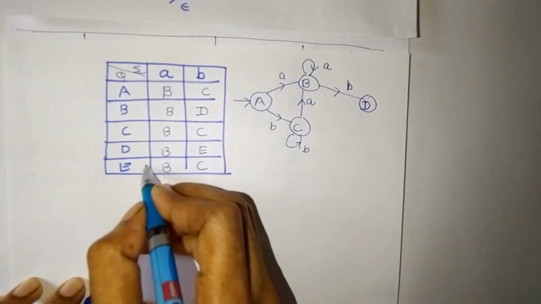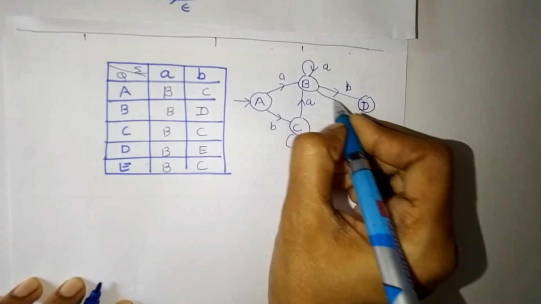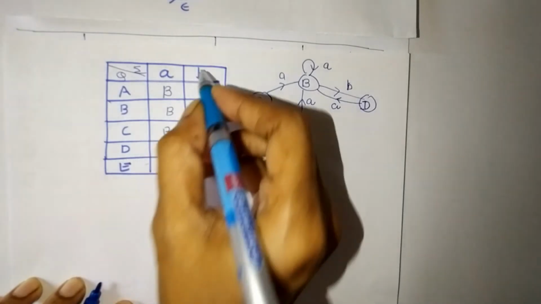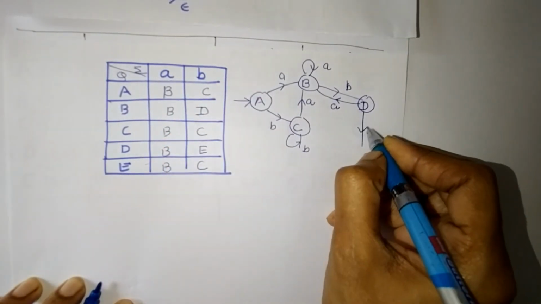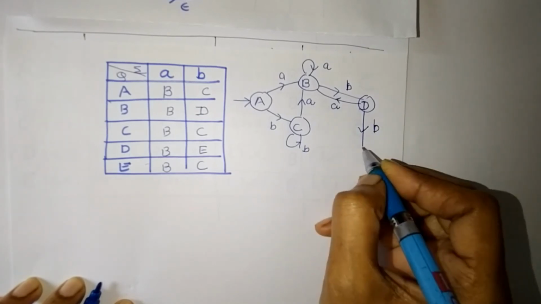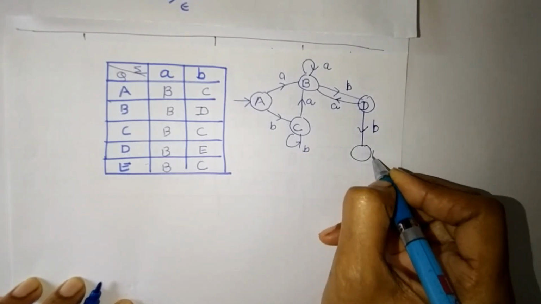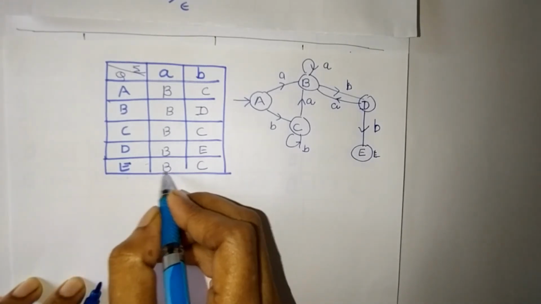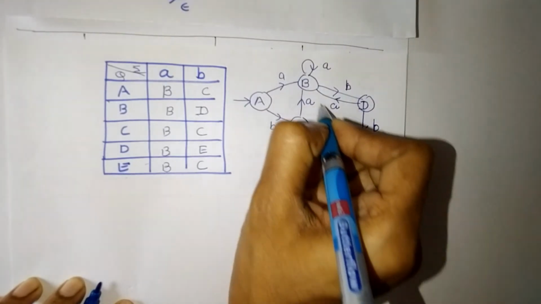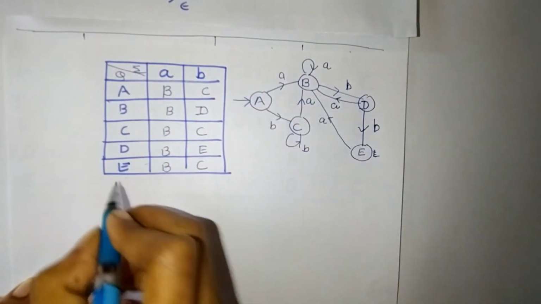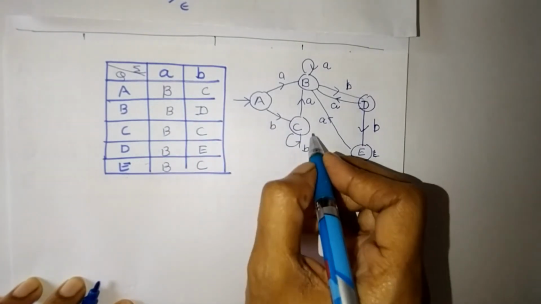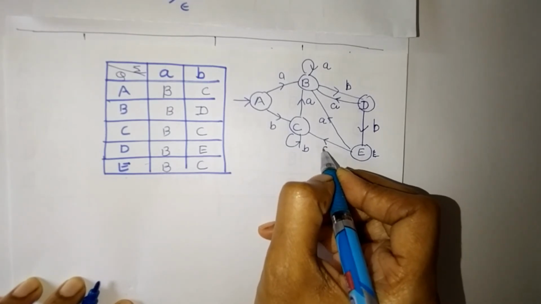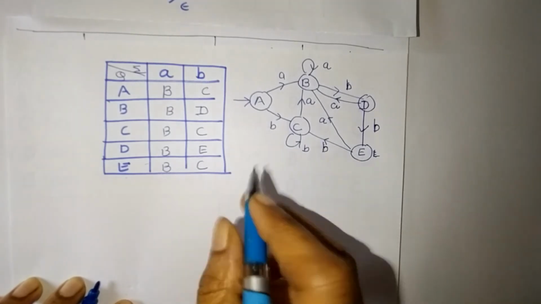From D, the transition on A is going to B. From D, the transition on B is going to E. From E, the transition on A is going to B. And from E, the transition on B is going to C. Okay, so this is my transition table.